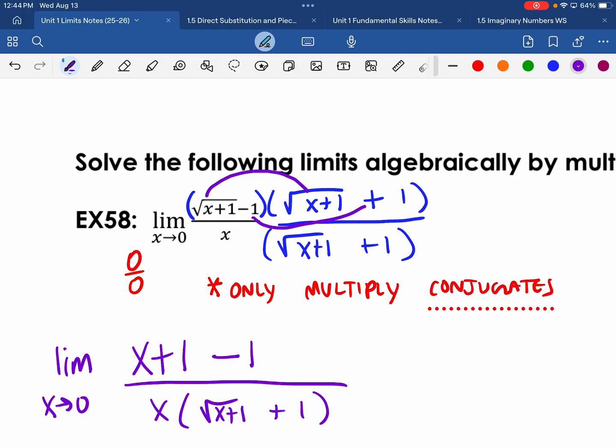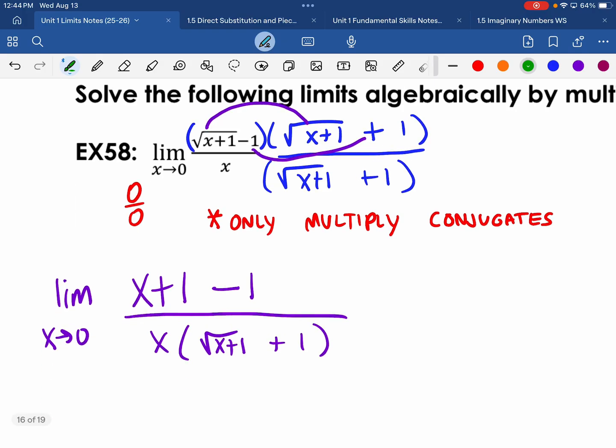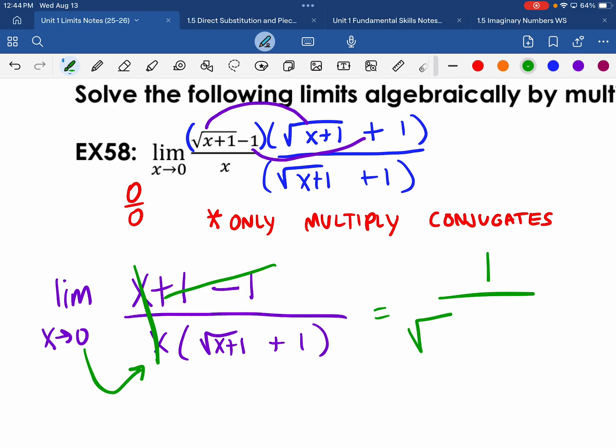And just like all of the other methods, once you multiply by the conjugate, stuff should end up canceling. So what do you notice cancels? The 1s and the x's. And so once you cancel that stuff out, you can directly substitute in. You're going to have an understood 1 on top. And then you will have 0 plus 1 in the square root plus 1, which will end up just being 2. So your answer is 1/2.